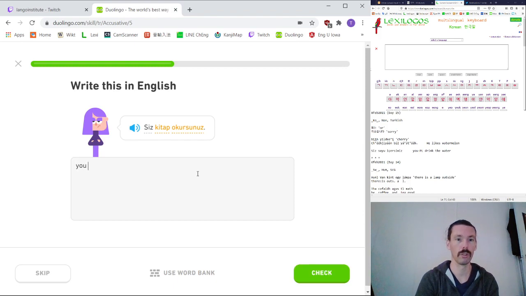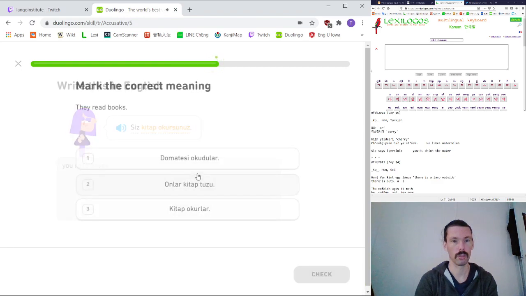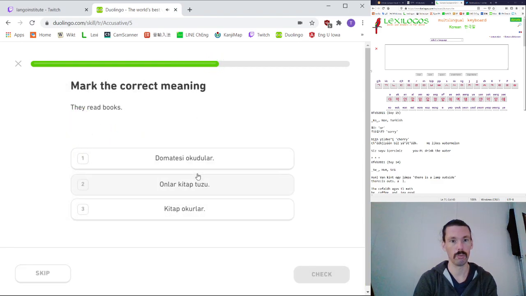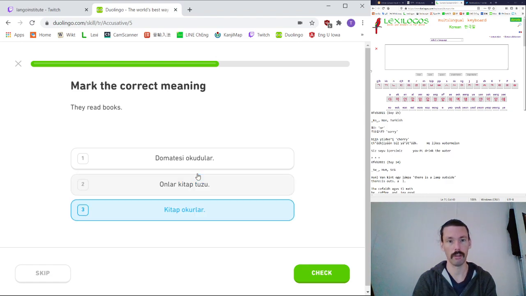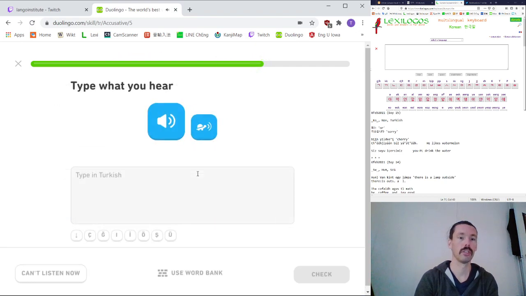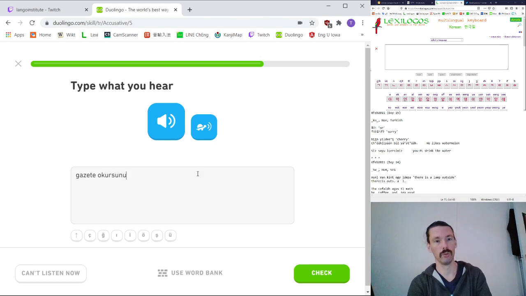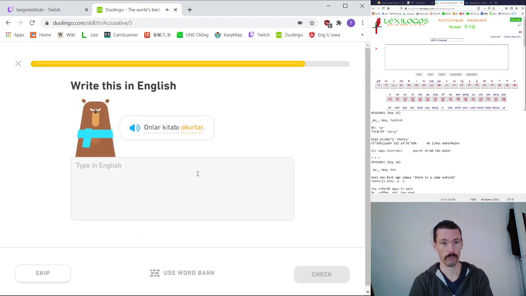Siz, you all, read kitap, books. They read. Onlar kitap. Tuzu. That's not the verb. Okurlar is what we want. Kitap okurlar. Gazete okursunuz. Gazete okur. Okursunuz. You all read newspapers. Onlar kitabı okurlar.